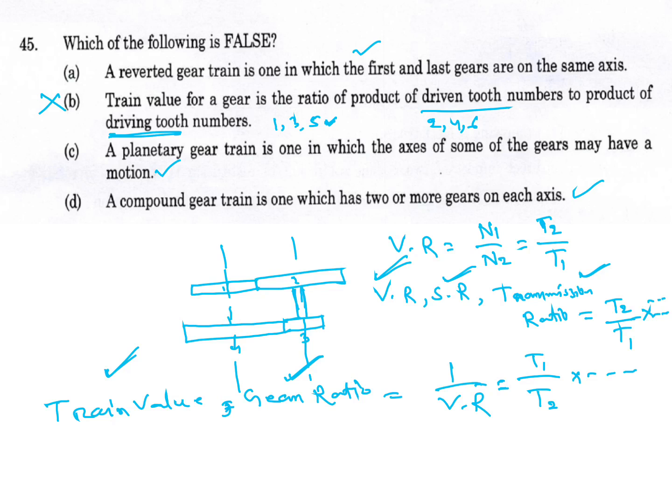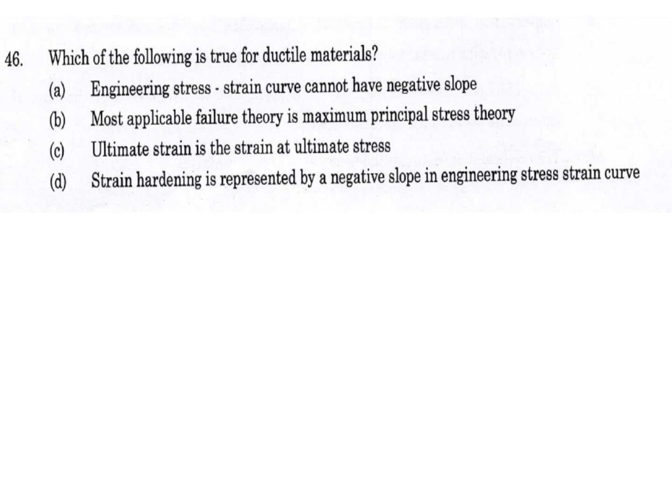Which of the following is true for ductile metals? Engineering stress strain curve cannot have negative slope. Most applicable failure theory is maximum principal stress theory. No. For ductile metal, we are using maximum shear stress theory, MSST, or maximum distortion energy theory, MDET. Then ultimate strain is the strain at ultimate stress. C is your correct answer.